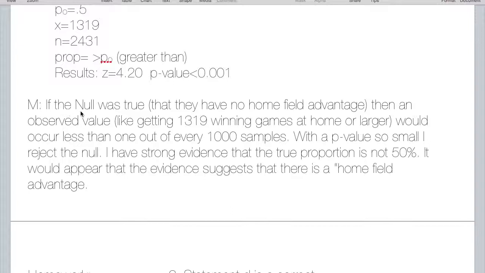Notice I said if the null was true. This is where we're going back to that conditional probability about the null. If the null was true, meaning there is no home field advantage, it doesn't exist, then an observed value, meaning getting 1,319 winning games at home, or any more than that, would occur less than 1 out of every 1,000 samples.